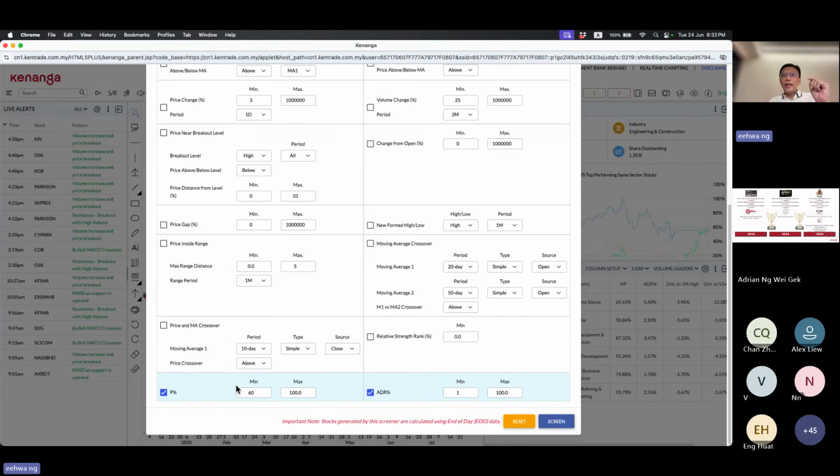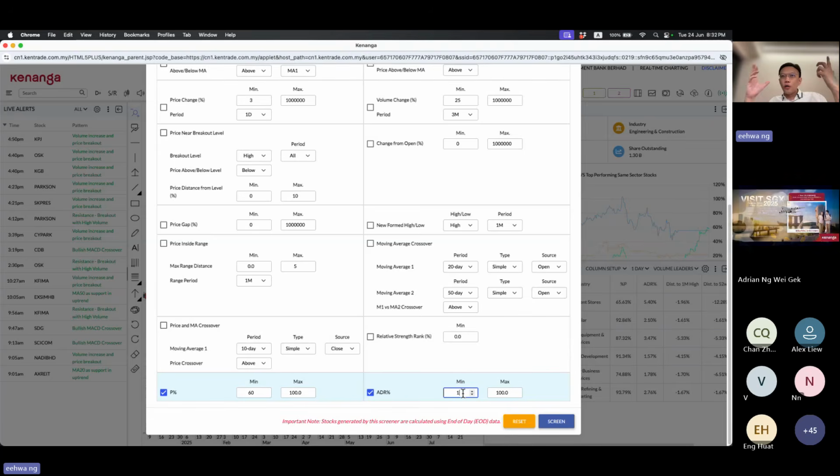Okay, so ADR percentage. Now, what does ADR stand for? It stands for average daily range. For this, you can set minimum 1 to 100. So if the list is too long, you can always come here and play with 2 to 3. That means in a day, averaged over 20 days, the daily average range is 2%, 3% movement. Very useful for contra players.